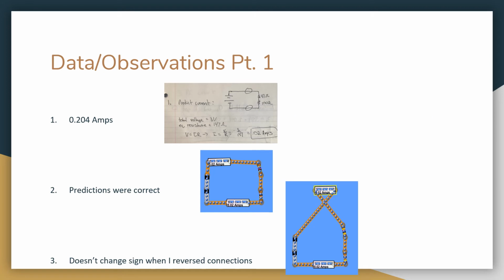For the first part of the lab, we were dealing primarily with a circuit that had two resistors connected in series. Based on their values for their resistances, I calculated the current through the circuit to be 0.204 amps. This agrees with the results that I got from the simulator program. However, when I changed the connections, the signs in the program didn't change, which was slightly confusing to me.